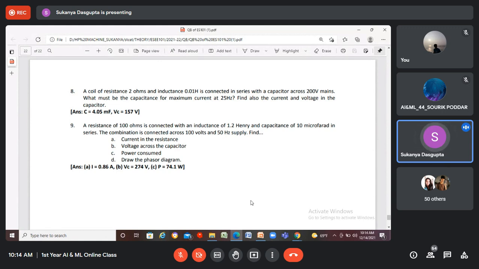And the second problem is a resistance of 100 ohms is connected with an inductance of 1.2 Henry and capacitance of 10 microfarad in series. The combination is connected across 100 volts and 50 hertz supply. Find current in the resistance, voltage across the capacitor, power consumed, and also draw the phasor diagram.